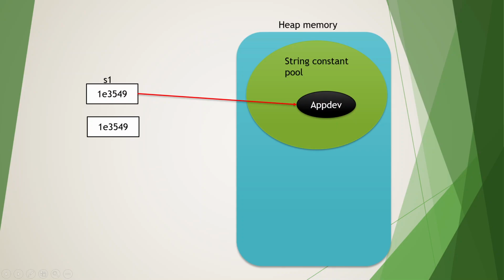Instead, it will create just a reference variable. If it finds a match with the existing object, it will just create a reference variable and copy the reference number that is already there, which is pointing to the existing object. The same reference number will be pointed to by the new reference variable, and this new reference variable will also be pointing to this appdev.